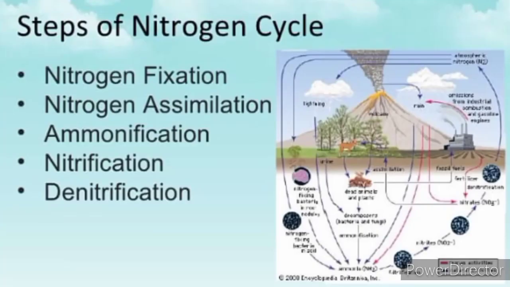Our next topic is steps of nitrogen cycle. Nitrogen cycle takes place in various steps, of which number 1 is nitrogen fixation. We have studied nitrogen fixation in detail in the previous presentations. Second is nitrogen assimilation. Third is ammonification. Fourth is nitrification. And fifth is denitrification. These are the 5 steps of the nitrogen cycle.